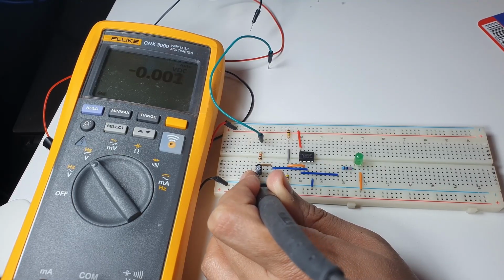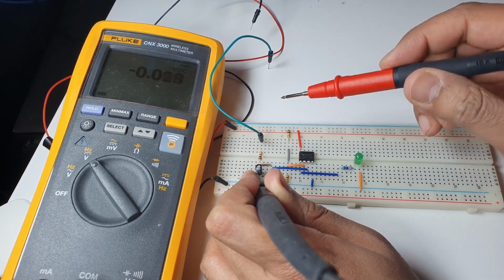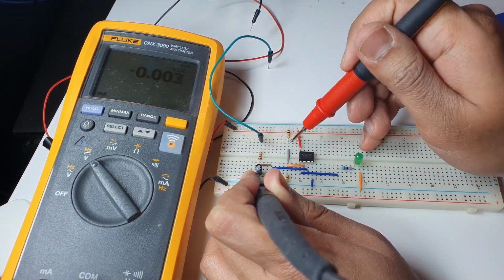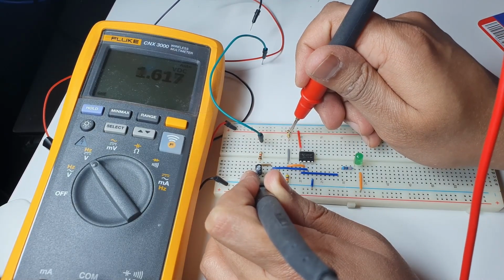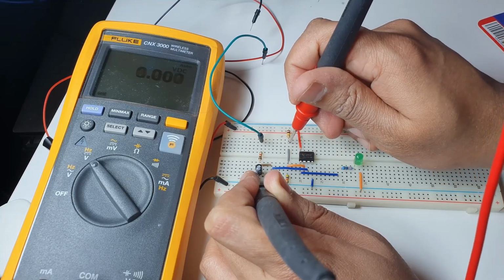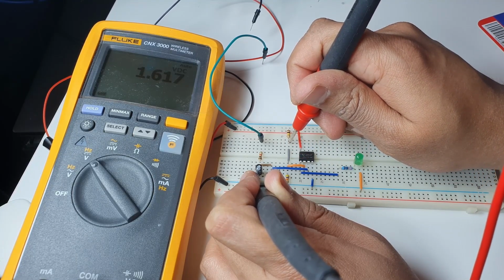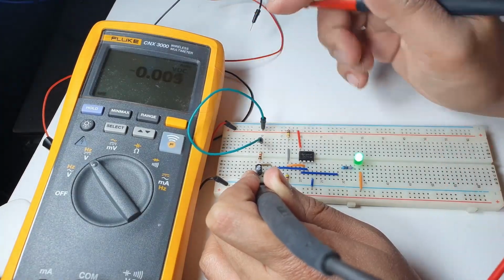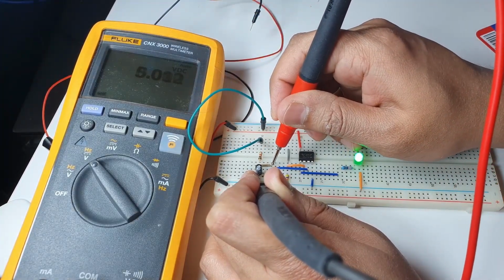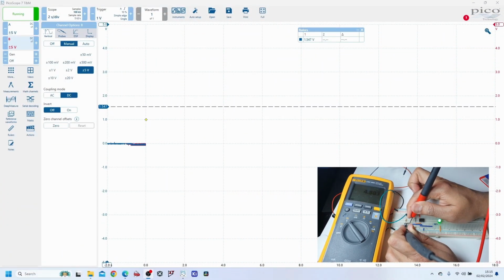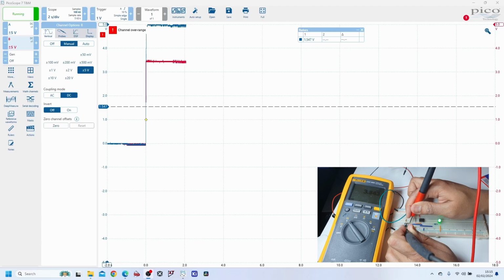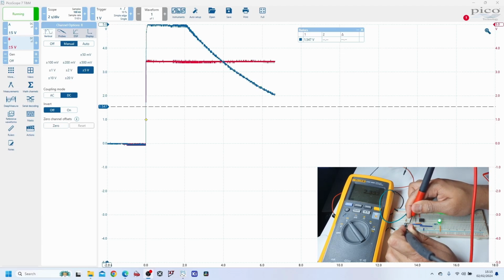The time that it turns off depends on the voltage that's on this node here, which is obviously determined by your R3 and R4. So I've got 1.617 there. When the switch is connected, the node with the capacitor is equal to 5 volts. But as soon as I remove the switch, you can see that it starts to drop and will eventually fall below 1.61, and the LED will turn off.